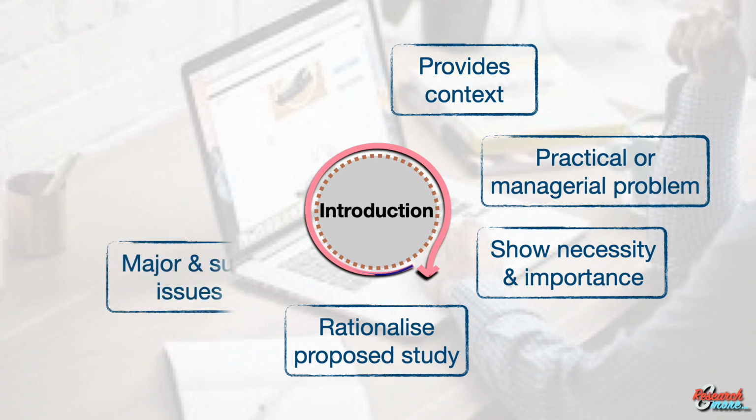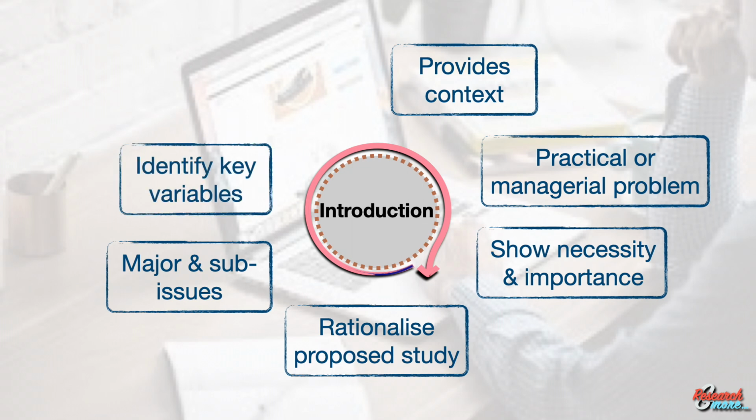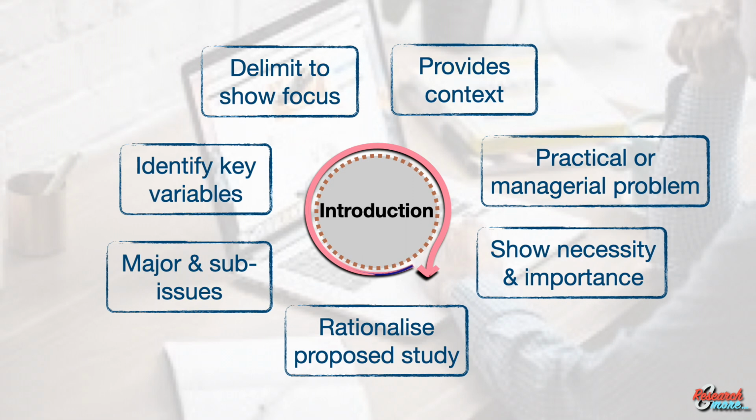Briefly describe the major issues and sub-problems to be addressed by your research. Identify key independent and dependent variables of your study. Alternatively, specify the phenomenon you want to study. Set the limitation or boundaries of your proposed research in order to provide a clear focus.